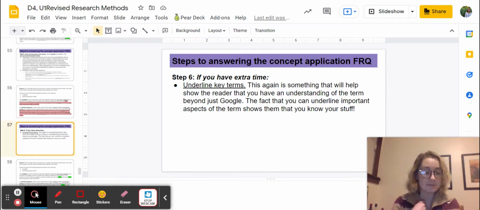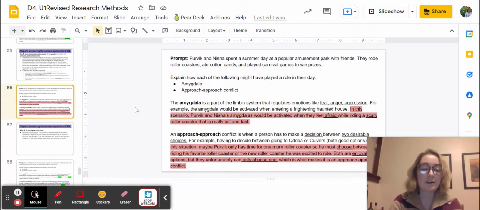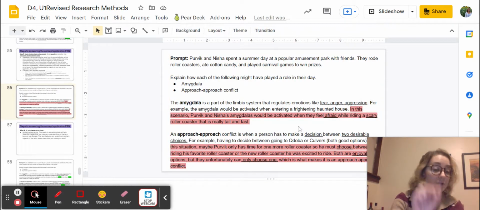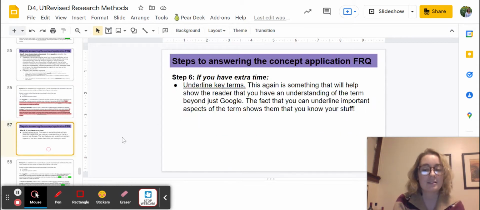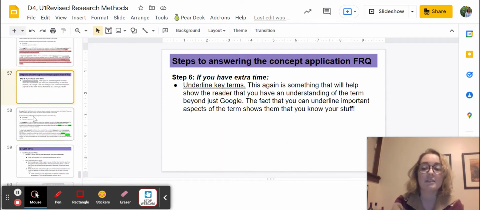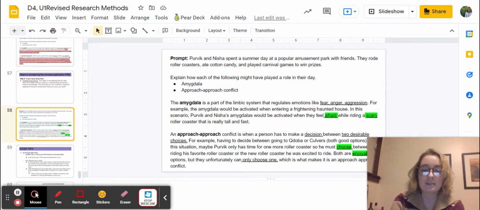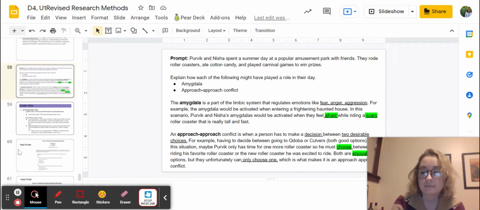Because this is something that as an AP reader, I would do as I'm reading your FRQs. When I grade, I go through an FRQ, and if I see someone talking about the amygdala and then I see the words fear, aggression, anger, I would underline that, and then you just read through it and get your check that you scored the point. If I see a student underline those terms, that's really showing me, dang, they know what they're talking about. That's not going to score you a point or anything, but it shows the reader that you're confident and know what's going on. They underlined afraid and scary in this one because the amygdala has to do with fear, anger, aggression.